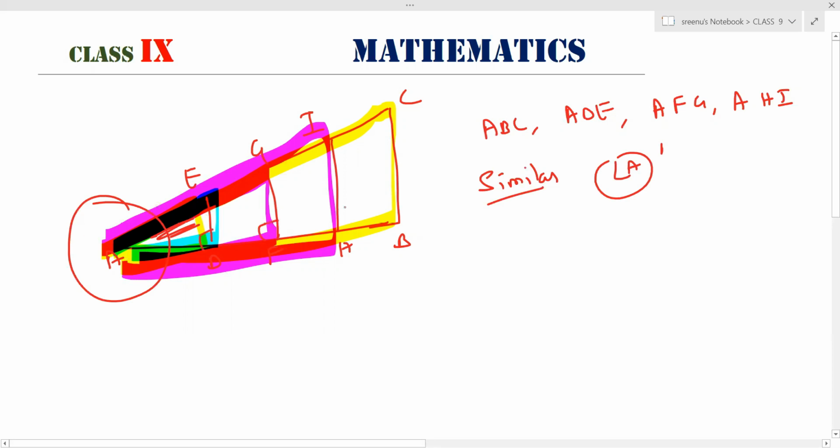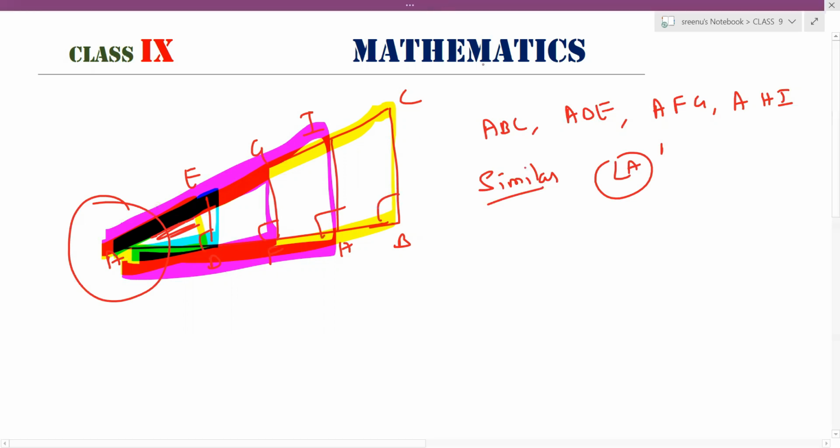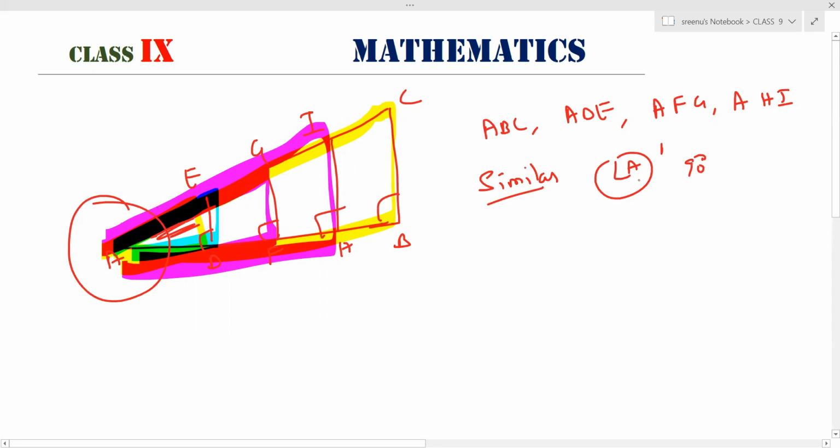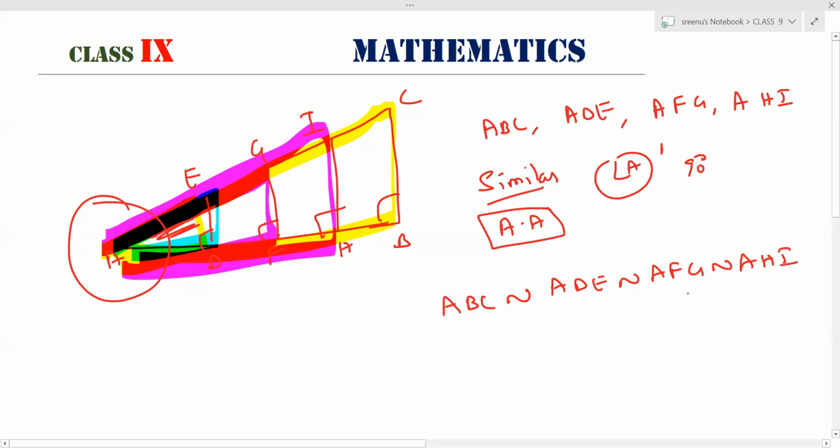And one angle is 90 degrees. This angle is 90 degrees. So one angle is 90 degrees and another angle is equal. So by angle similarity, all these triangles are similar. Similar symbol like this. So in similar triangles, corresponding sides are proportional. That is the rule we have. So here we'll take some corresponding sides like this.